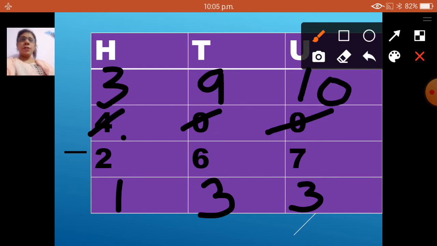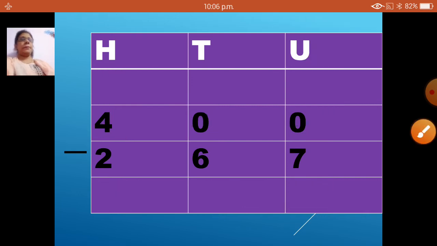133. Understood, children, how you are going to subtract? Now with 0, it becomes 10 minus 7 will be 3. Now this is also 0 in tens place, so we will make it as 9. We borrowed 1 from that 0 and gave to 10, so it became 9. Now we have to borrow 1 from 100 also, and it will become 3. So the answer is 133.